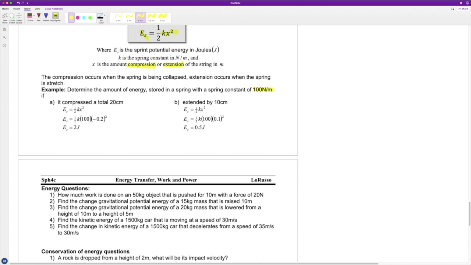So if it is compressed a total of 20 centimeters, we want to figure out how much energy there is. Well, that's going to be 1/2 K times x squared. So 1/2 times 100 times negative 0.2. When you square it, it gets rid of the negative, and we end up getting 2 joules. If we extend it by 10 centimeters, we get 0.5 joules. That first one is negative because it's compressed. That one is positive because it's extended. So notice, this is half as long, but the energy is a quarter.